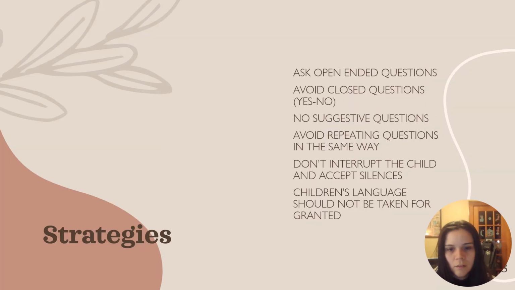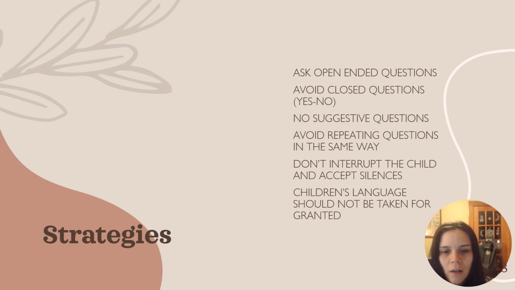Some of the strategies they recommended were asking open-ended questions where they can talk more and explain, of course, and this is with adults too, unless we're doing quantitative research. Avoid closed yes-or-no questions. No suggestive questions, which I think also applies to adults. Not trying to give them a hint of what to answer, or to answer what we want them to answer.